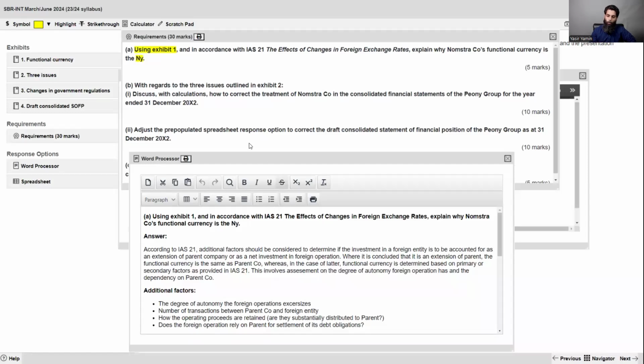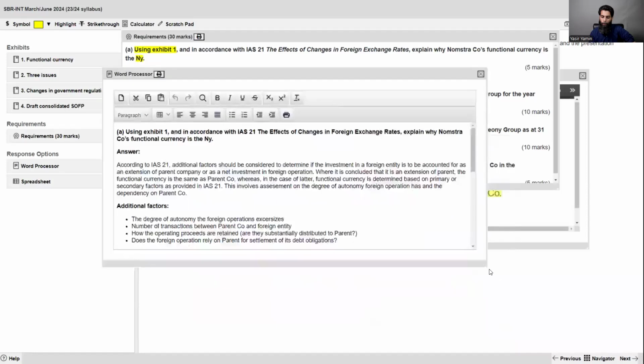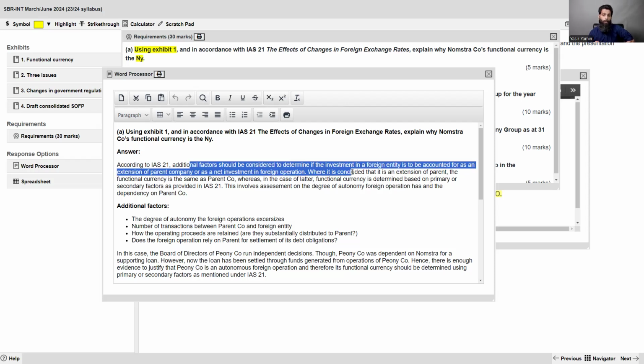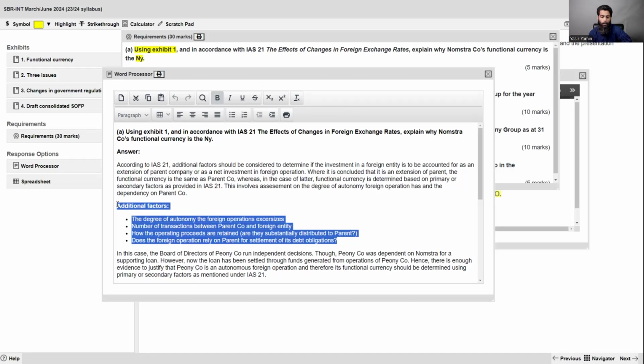Yeah. So what I have done is, you know my pattern of writing. I always start, and this is the golden word that you start with, and that is according. So according to IAS 21, I explained what the additional factors are and that they need to be considered before you even go and determine the functional currency of the overseas subsidiary. First of all, you need to determine if it's an extension of the parent or really an autonomous entity over which you have control through net assets. Then I define what the additional factors are.